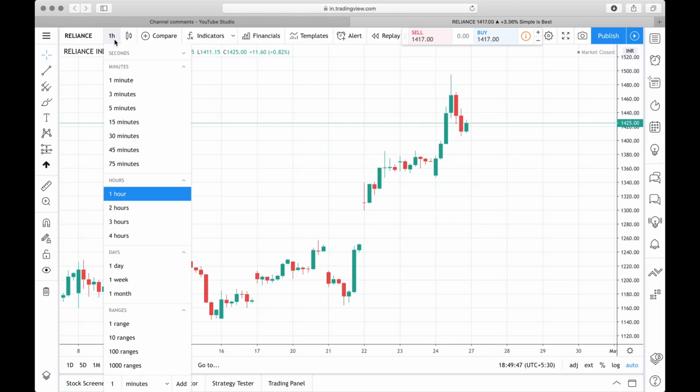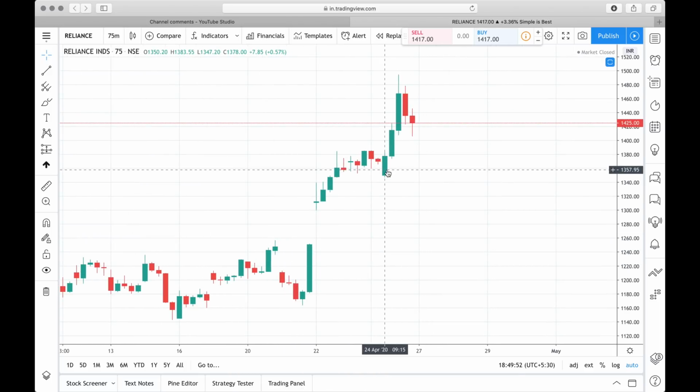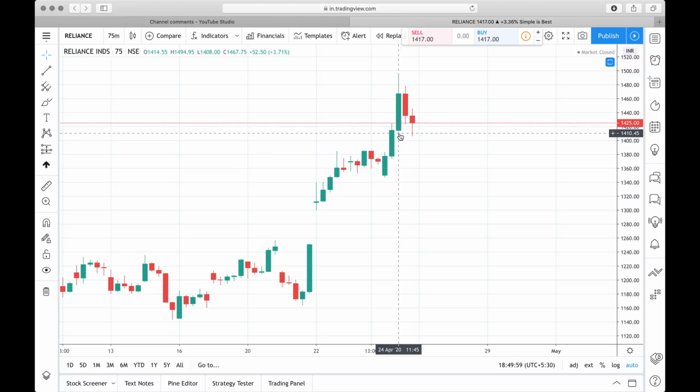Now, if I go to 75 minutes, it starts at 9:15, 10:30, 11:45, 1 o'clock, and 2:15. So this bar started at 2:15, 75 minutes, 2:15 to 3:15, and 15 minutes more, 3:30. So there are exactly 75 minutes within each one of these 5 intraday bars.